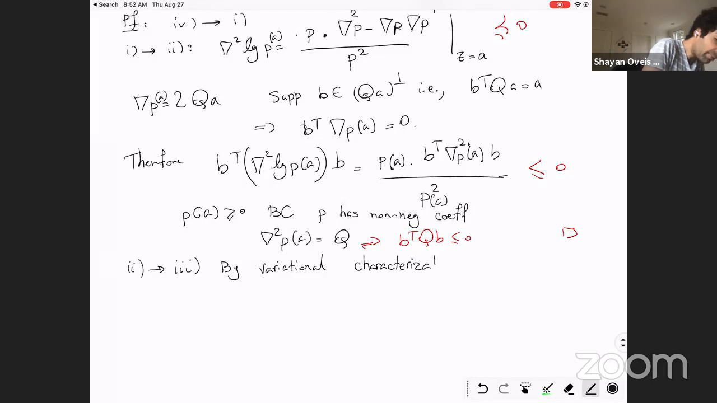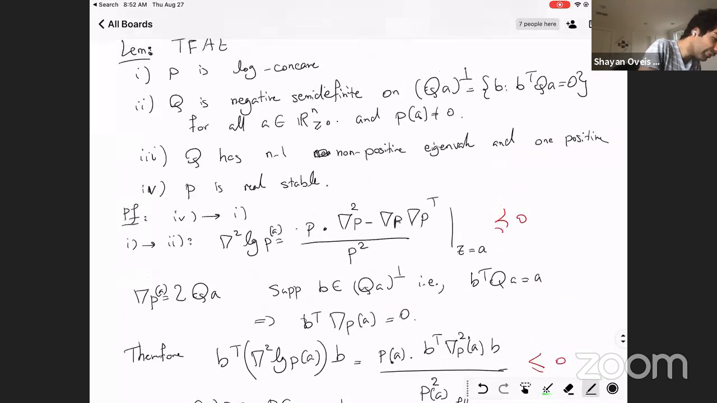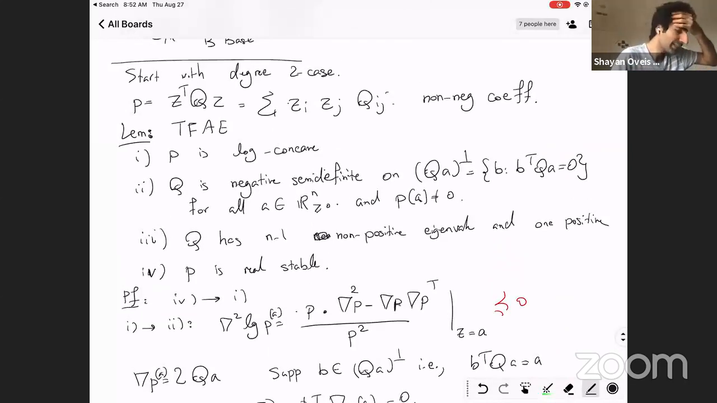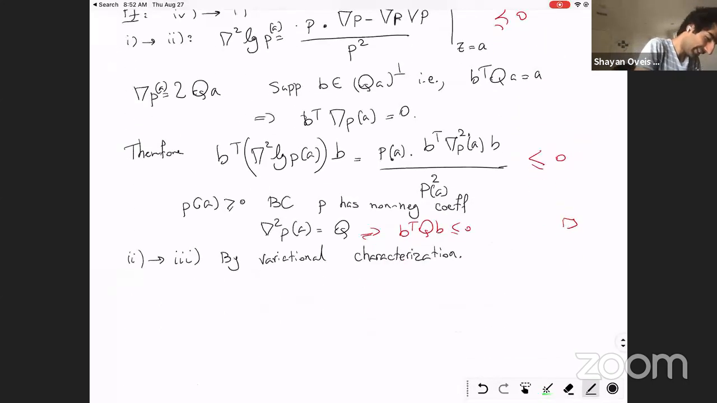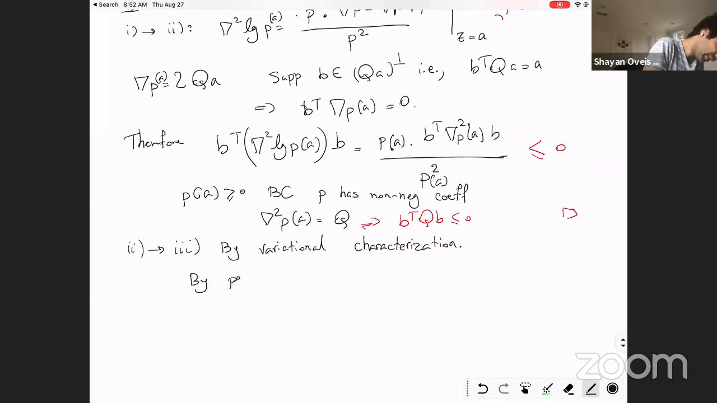I should say I said one positive eigenvalue. How do you get the positive eigenvalue? The positive eigenvalue comes from the fact that Q has non-negative entries. If you have a matrix with non-negative entries, by what is the theorem? Frobenius, yeah, exactly. From Frobenius' theorem, you get that Q must have one positive eigenvalue.